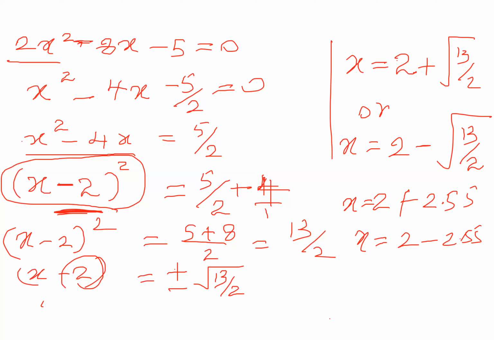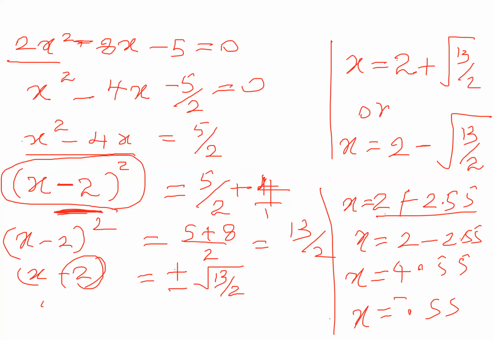Then after simplifying both, when we add, you can get for x 4.55, and the other one, x equals minus 0.55. So it is also a very easy question. You can easily earn 5 marks from that question also, right?